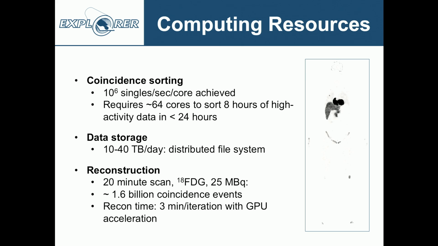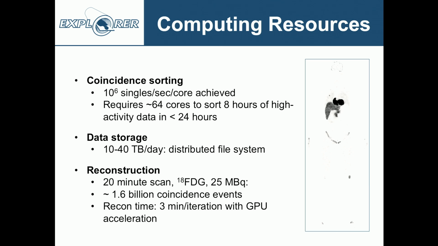We've been starting to look at the computing resources that are needed, both to sort the data as it's coming off the scanner. So we're going to stream singles information from the scanner, and then we have to sort that into coincidence events. So we've been looking at some of the architectures to do that, and to make sure that we could sort all the data we would collect in one day within that same time period. We've also been looking at how we're going to store that data. We're thinking we're going to be collecting on the order of 10 to 40 terabytes of data a day. And then, of course, we have to have reconstruction times that are also reasonable. And we've already been working closely with Jinyi Qi's lab at UC Davis on accelerated GPU-based reconstructions.